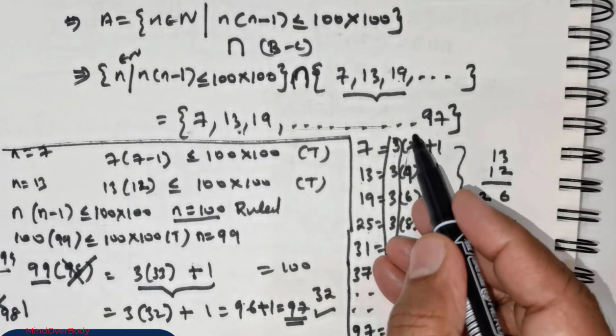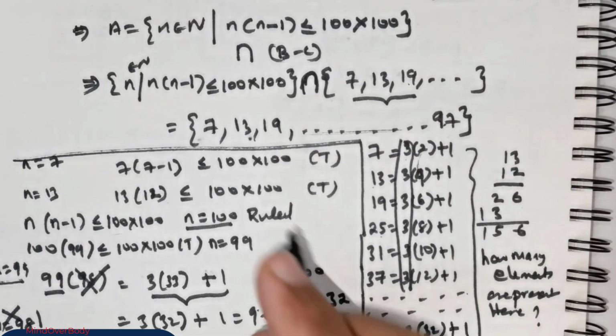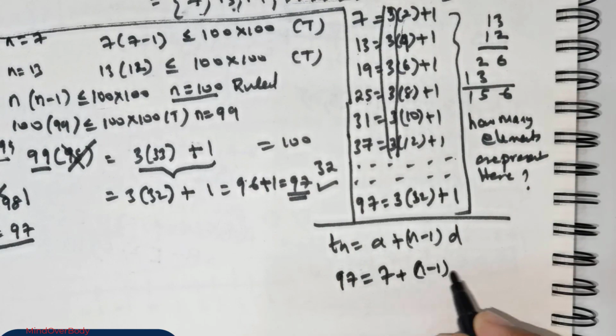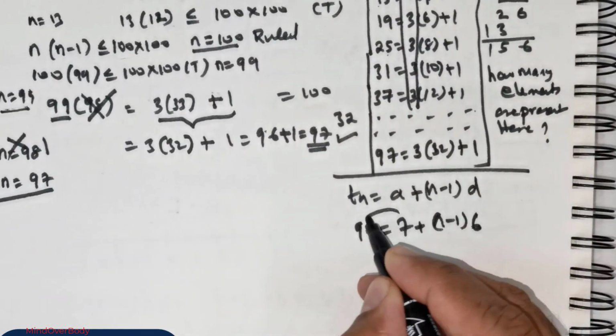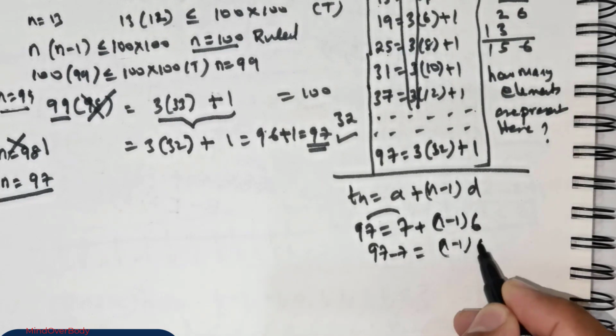What's the last term that you got? You got 97. So 97, the first term, what's the first term you got? 7 plus n minus 1. The common difference that you see here is 6. So move this, 97 minus 7 is equal to n minus 1 times 6.